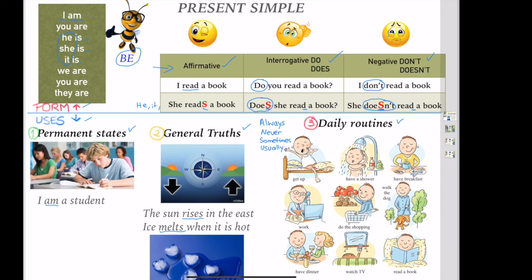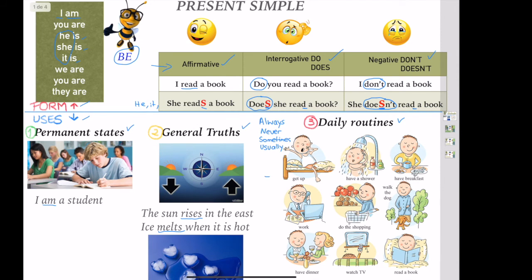If I want to form a sentence with a daily routine, I'm going to write the subject, for example, I, and if I want to add a frequency adverb, I'm going to write it before the verb. For example, I never get up before 8. Or I always have a shower in the morning. There you have another example.